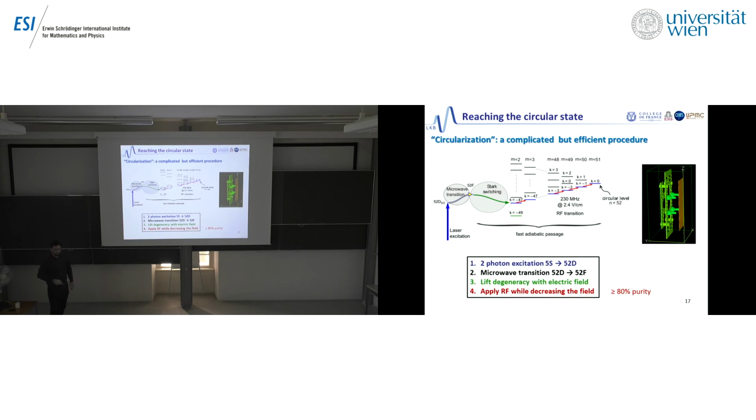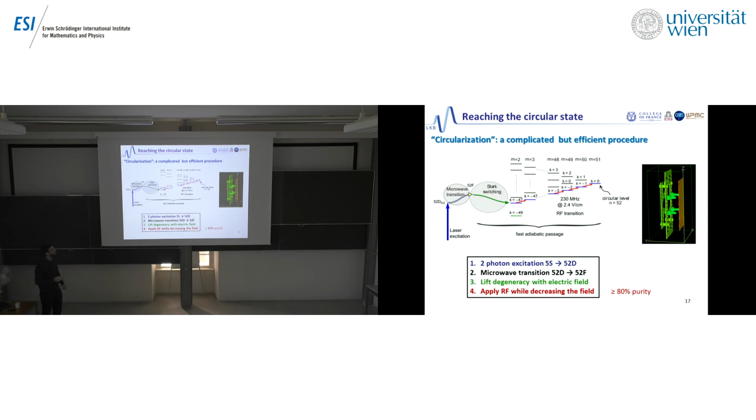We use two-photon laser excitation to bridge the energy gap between the ground state and some first low angular momentum Rydberg state. Then we apply a microwave transition to join basically the Stark multiplicity of the n equals 52 manifold. Then we ramp up the electric field, which lifts the degeneracy of the manifold. And then we apply a radio frequency field to join this circular Rydberg state.